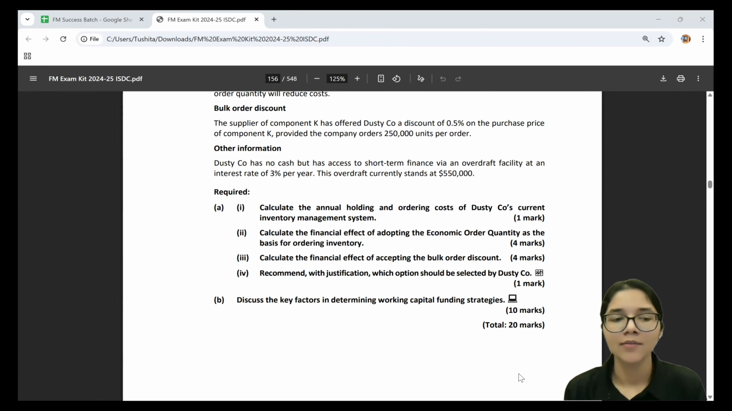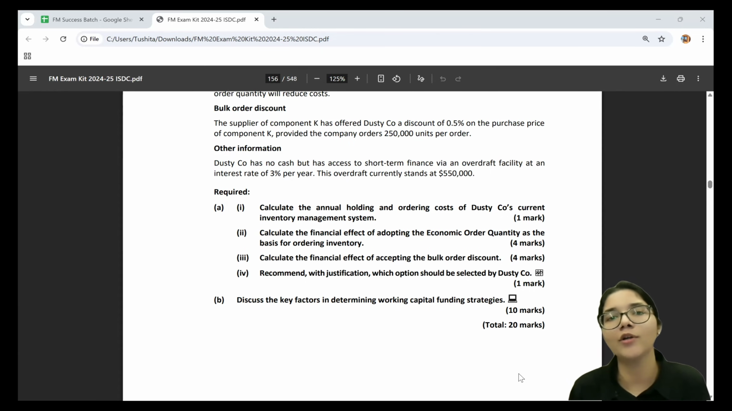What will you write? Should Dusty Company accept that? No, right? So your justification is going to be framed like this: Dusty Company should not accept the discount, and you have to give justification also. So to get the mark for justification, what we will say is Dusty Company should not be accepting this bulk purchase discount because it will lead to a financial loss of $2,000 for Dusty Company. So this is how you complete your answer by giving the justification.